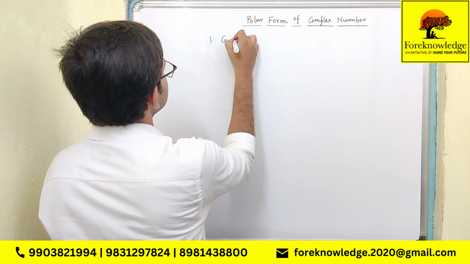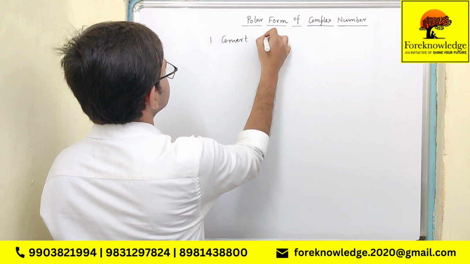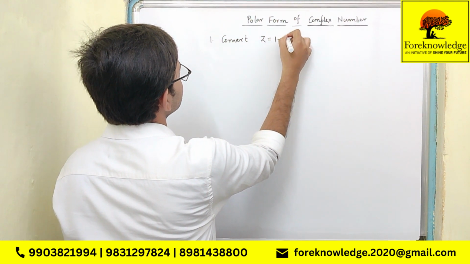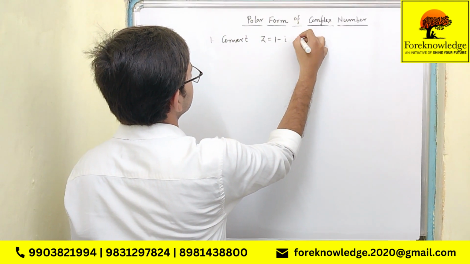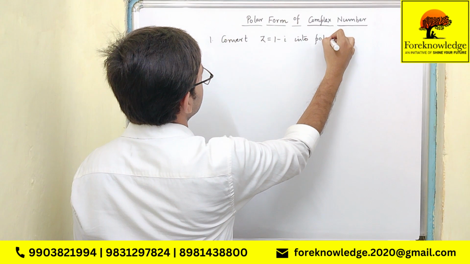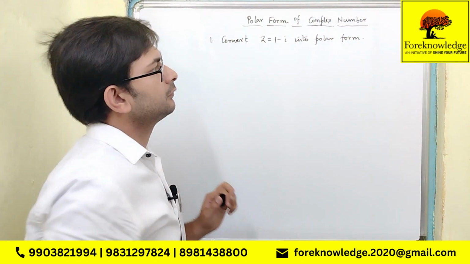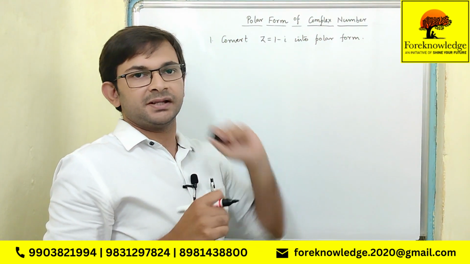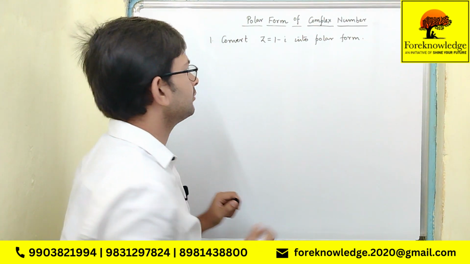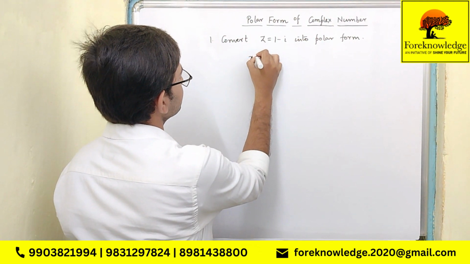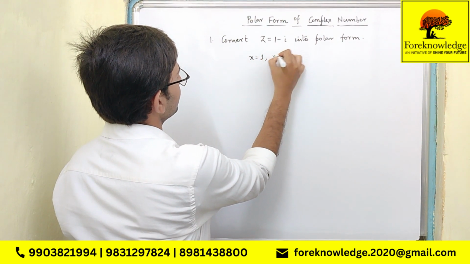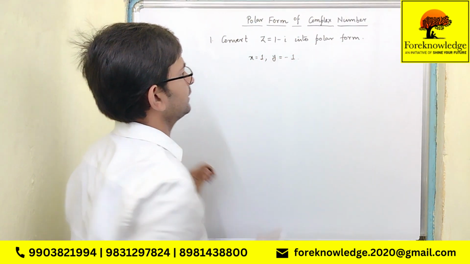Convert z equal to 1 minus i into polar form. This is the x plus iy form. So what is x? x is nothing but 1. And what is y? y is nothing but minus 1.